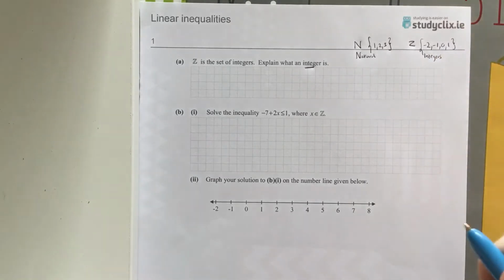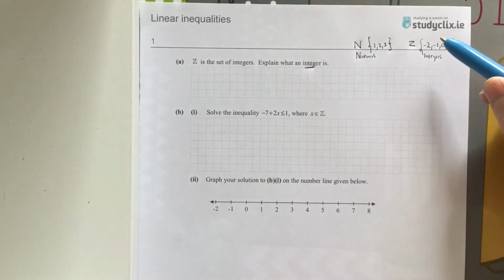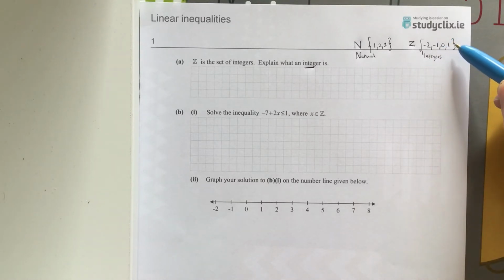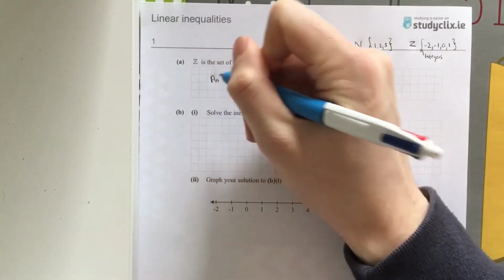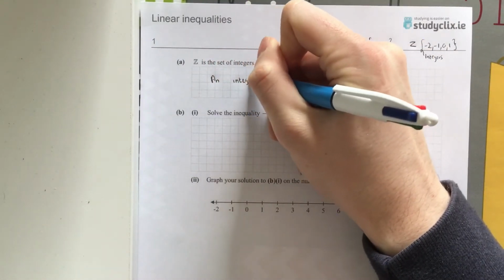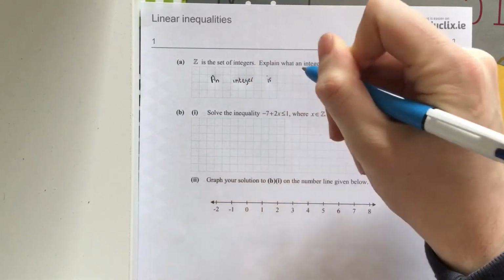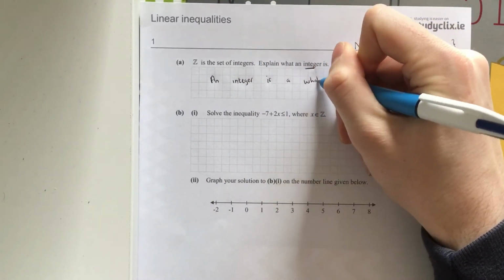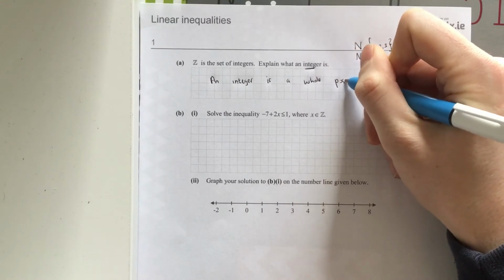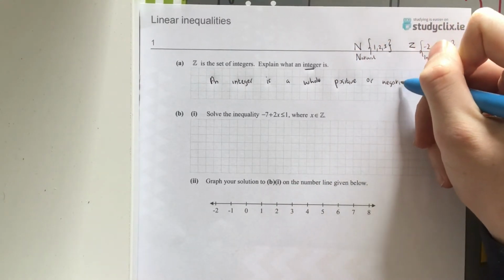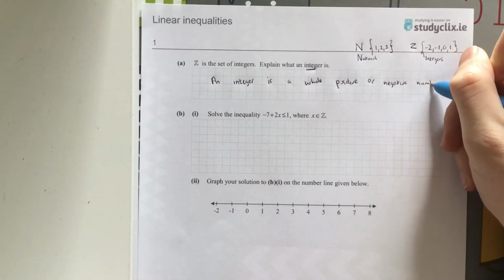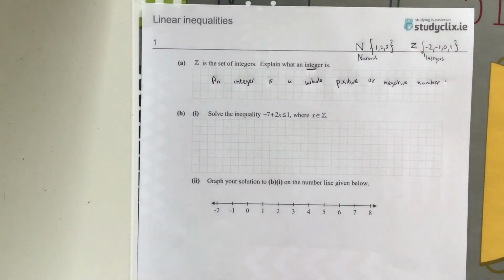So in this question you are asked to define them. Explain what an integer is. In explaining them, look at your numbers. They are either whole positive numbers or whole negative numbers. So an integer is a whole positive or negative number. And that's our answer.